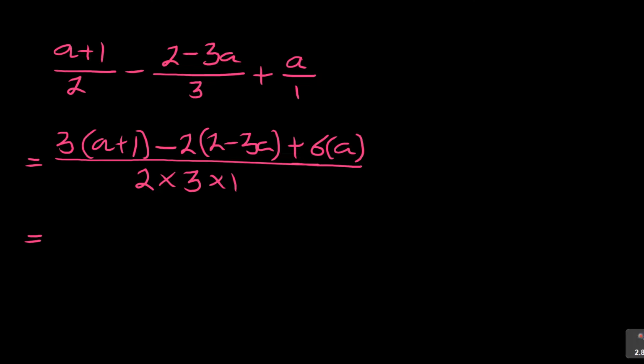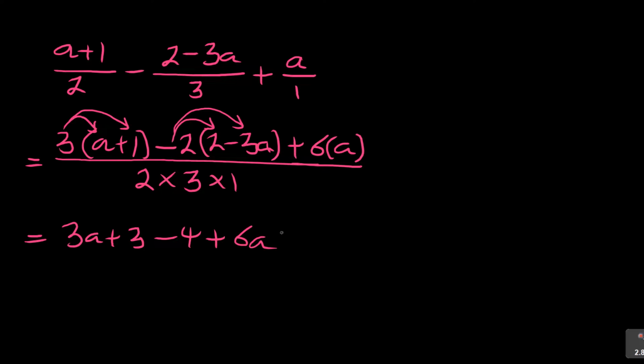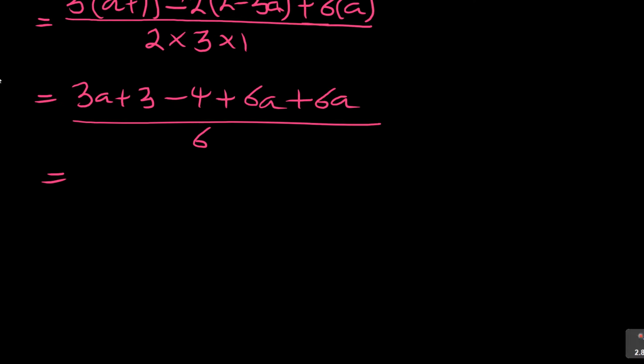Then you open the brackets. 3 times a, 3 times 1, which is 3a plus 3, and then minus 2 times 2, minus 2 times 3, which is minus 4. Negative 2 times negative 3a is plus 6a, and then at the end also here outside is plus 6a, all over 2 times 3 is 6. This further simplifies, collect like terms. 6 plus 6 is 12, 12 plus 3, you have got 15a, and then 3 minus 4 is negative 1 over 6.